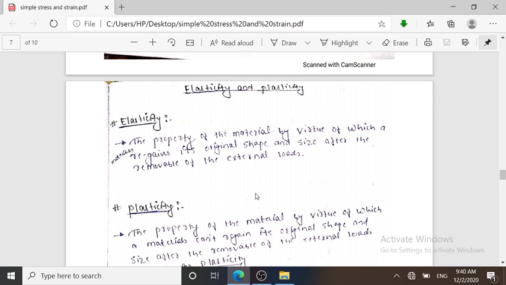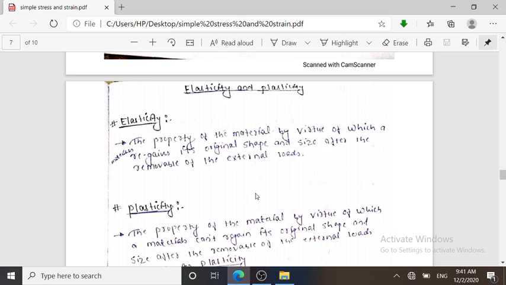Now the terms to be understood here are elasticity and plasticity. Well, my dear friends, these are very familiar terms in our day-to-day life. Elasticity is nothing but a property of the material. It is the property of materials by which, when a load is applied on the body, it regains its original shape after the removal of the load.